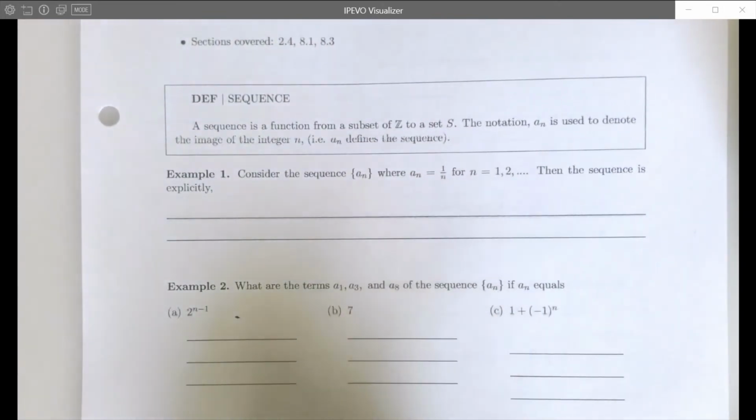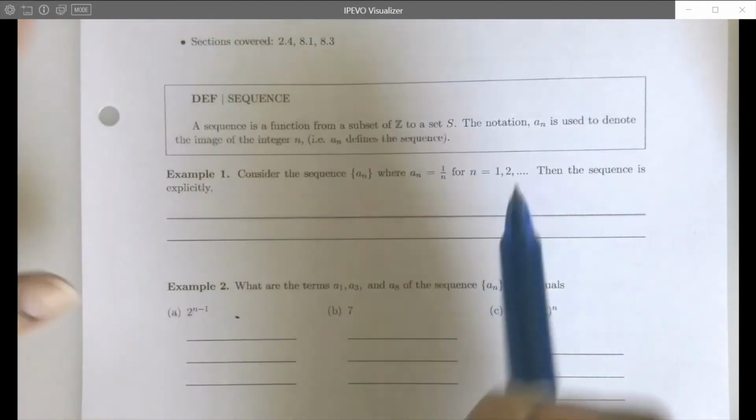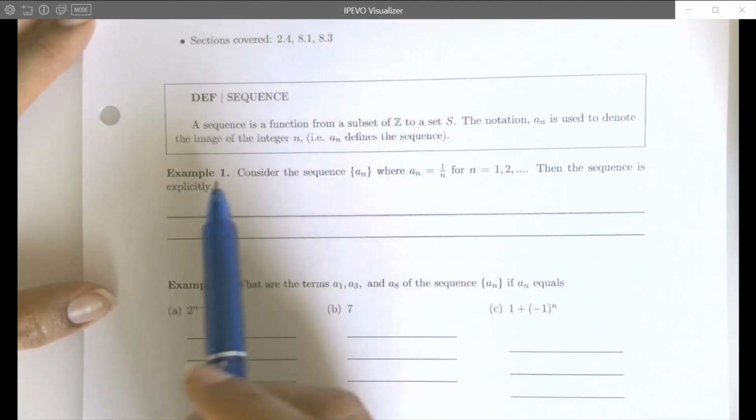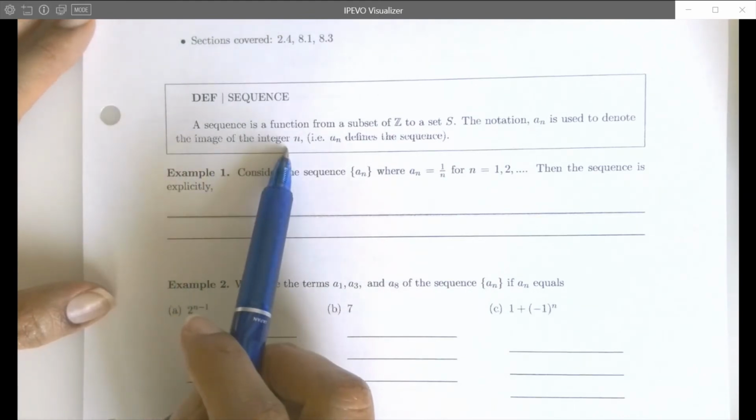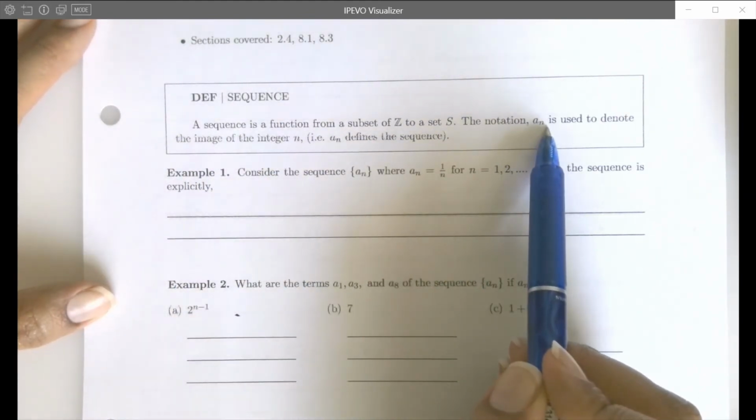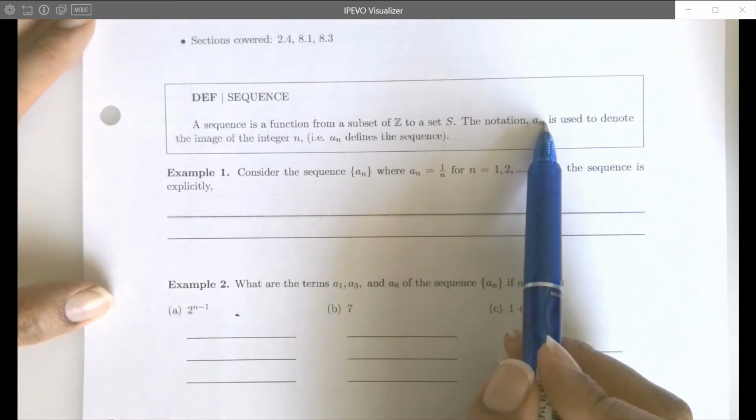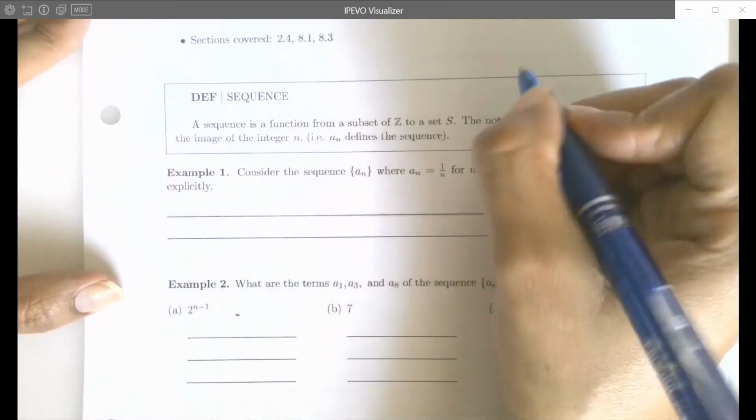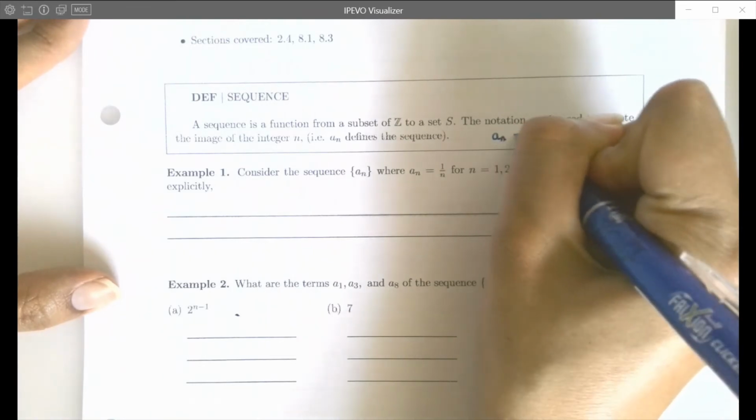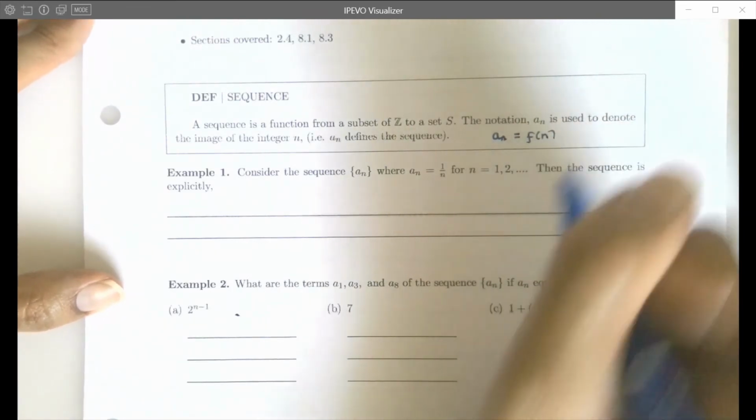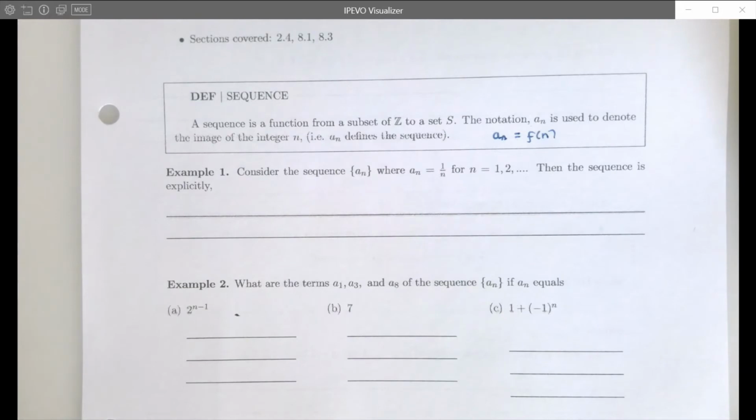So we're going to start with just the definition of sequence. A sequence is a function from a set of integers to some set S. And we use the notation a sub n to denote the image of the integer n. So you can think of it as n being the input and then a sub n being the output. Okay, or in other words, you can think of a sub n as being just a function that takes n as an input, performs some type of operation, and then returns some element.